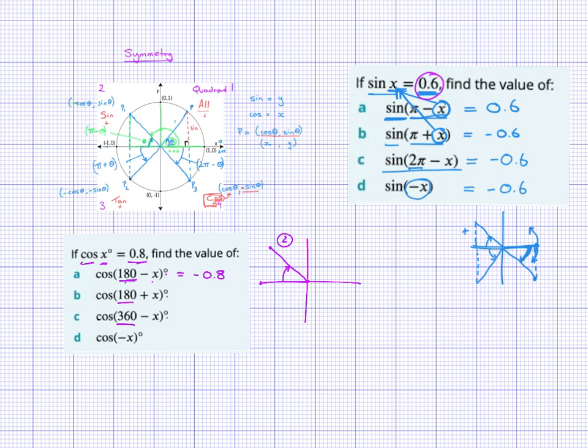180 plus x is going the opposite direction like that. Nothing has changed in terms of x values, so I notice that it's still a negative cos. 360 minus x is here going backwards that way. So there's my angle, there's the point. We notice that this side of the x-axis is positive, so the cos stays as a positive 0.8. And then the last one is minus x, so it's from 0 degrees backwards, because backwards is indicated by a negative angle. That's the same side of the x-axis as previously, so it's again a positive 0.8.